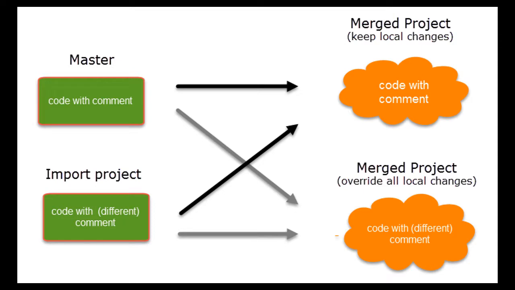So what happens if the same code has a different comment in the master and the import project? Then we do have a conflict, and you need to decide what should happen. If you want to keep everything that is in the master project, then it means keep local changes. The other option is to say, no, I want to keep everything that is in the import project, and then you select overwrite all local changes.